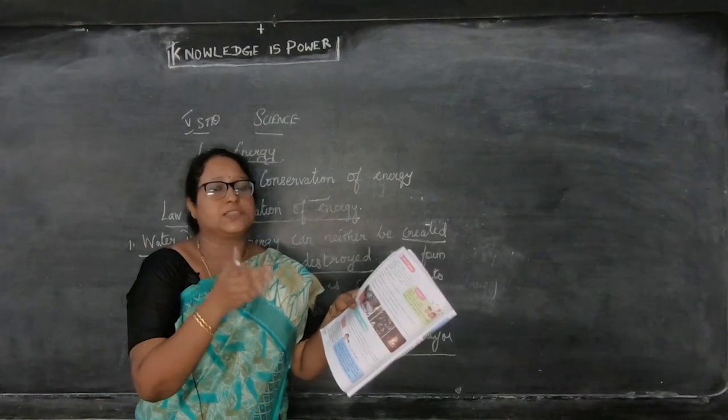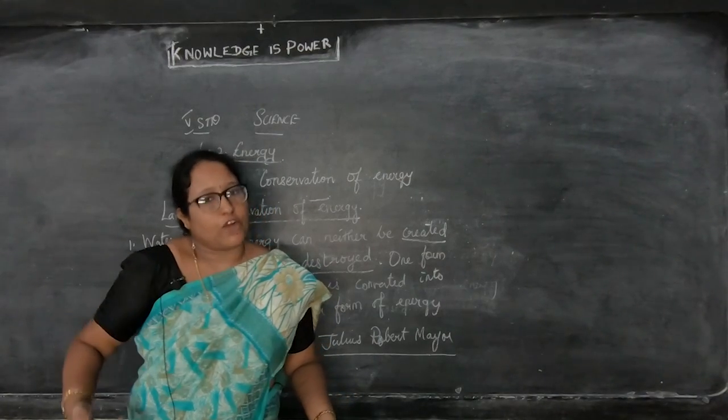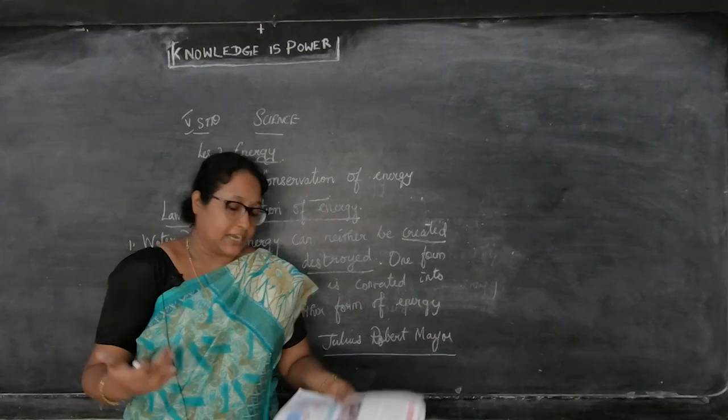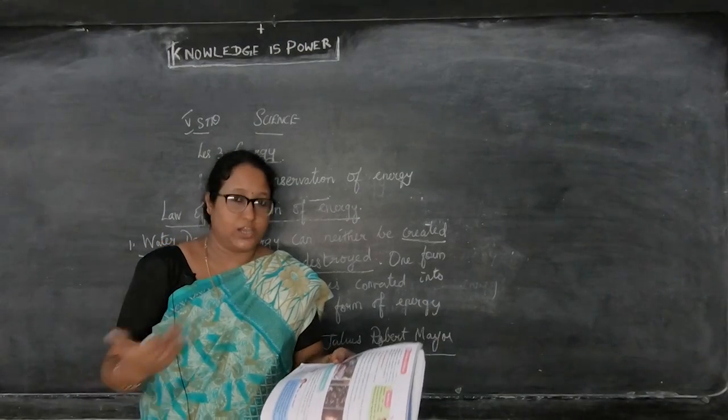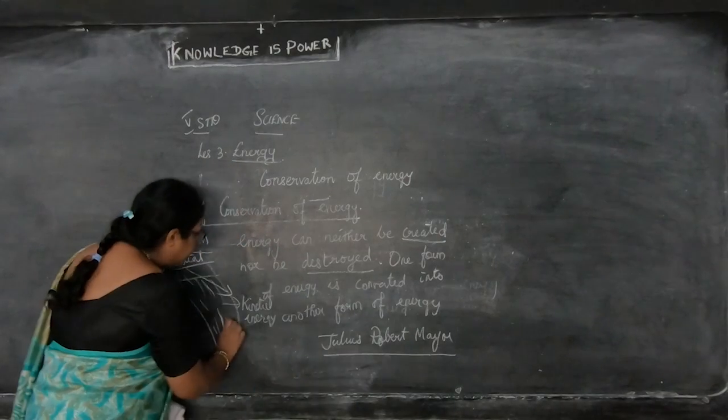That is, water is first stored, which is in potential energy. Now what happens? The water falls down, that is there is a movement. So it is converted into kinetic energy. Now this kinetic energy of water rotates the turbine.